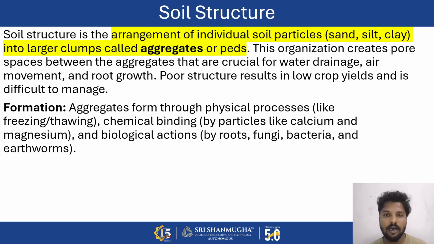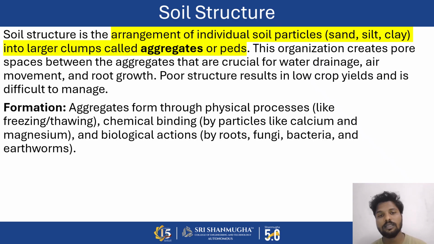Soil structure is the arrangement of individual soil particles like sand, silt, and clay into larger clumps called aggregates or peds. This organization creates the pore spaces between the aggregates, which are crucial for water drainage, air movement, and root growth. Poor structure results in low crop yields and is difficult to manage. Aggregates form through three types of processes: physical processes, chemical binding, and biological action.